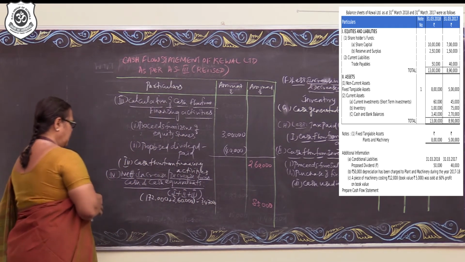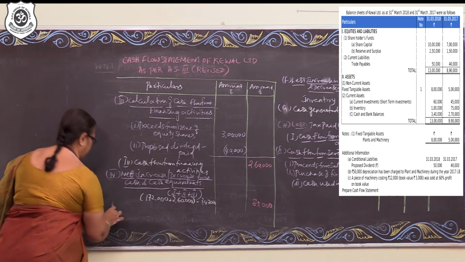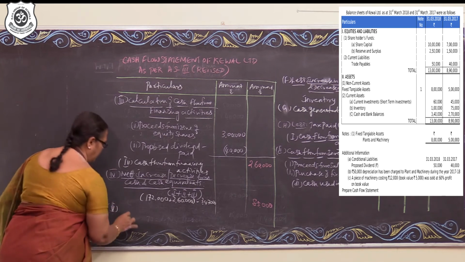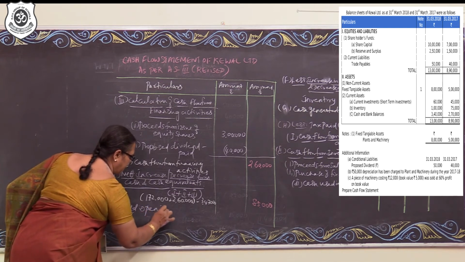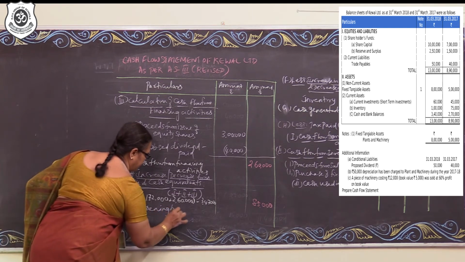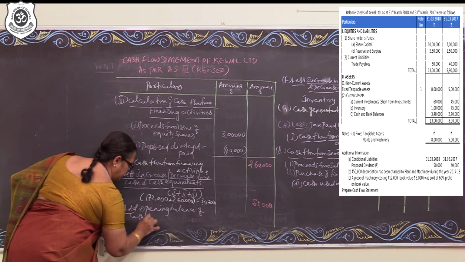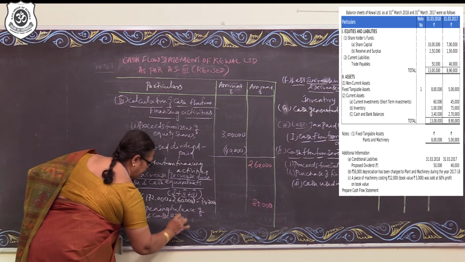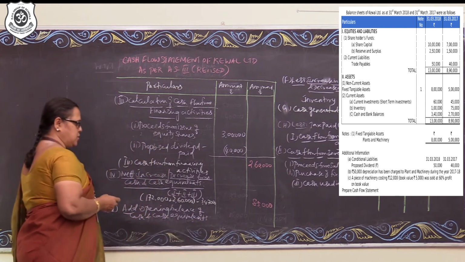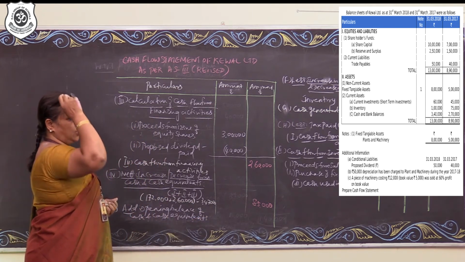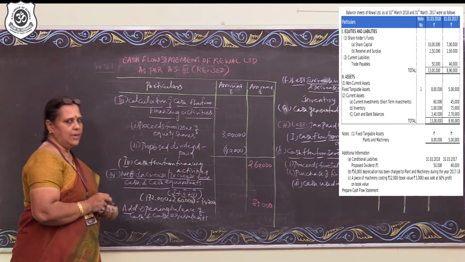So with this, now the step number 5. Step number 5, we are going to add opening balance of cash and cash equivalents. What is given in the question? Find cash and cash equivalents. You have opening balance of cash and cash equivalents to be 2,70,000.